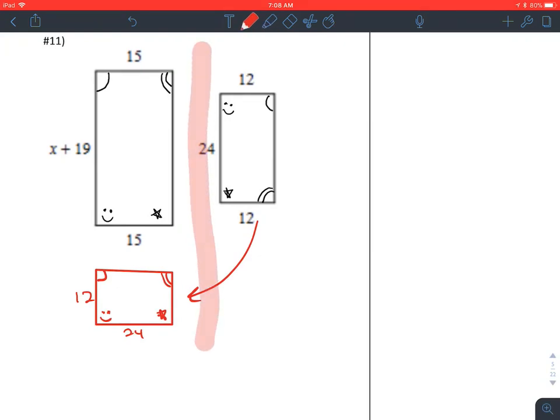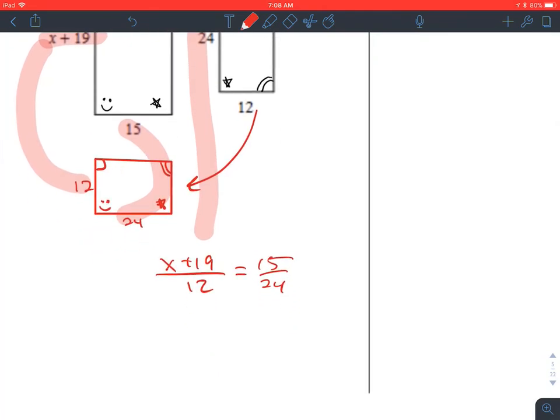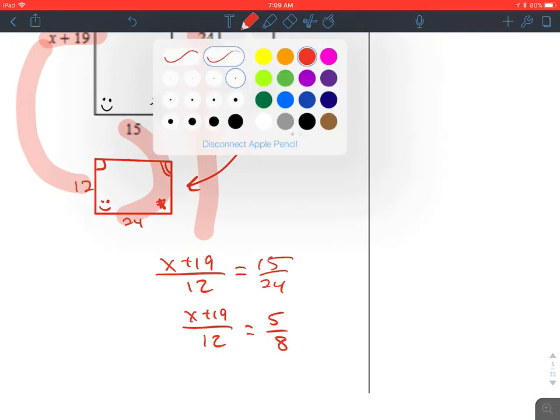So comparing the two polygons on the left, the quadrilaterals, x plus 19 is to 12 as 15 is to 24. I'm going to simplify the fraction on the right. If you choose not to simplify your fractions, it's fine. You're just going to have bigger numbers. So I can divide the top and bottom of that by 3 and get 5/8.